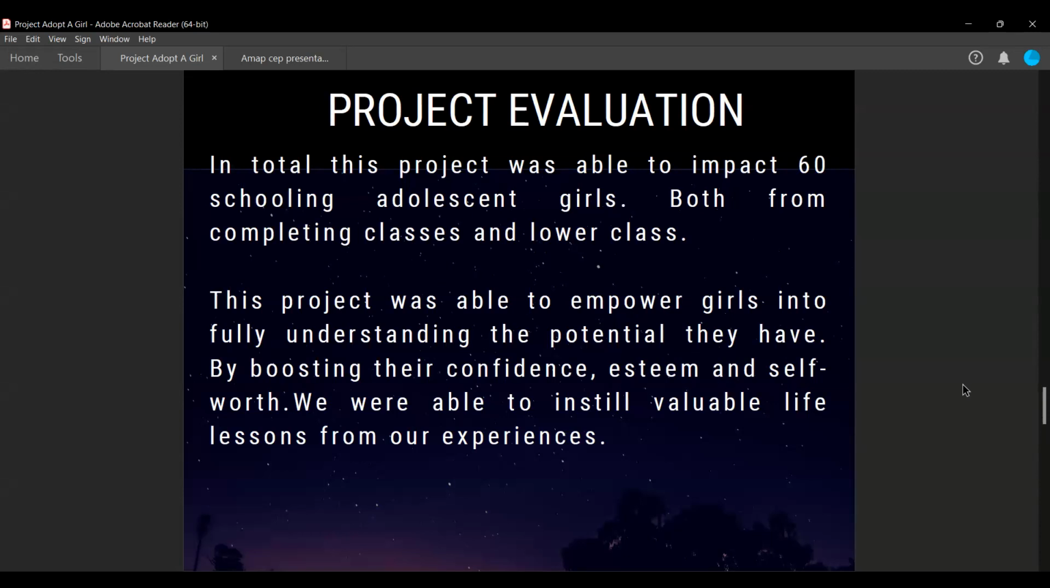So I can say that this project was able to empower girls into fully understanding the potential they have by boosting their confidence, esteem, self-worth, and letting them know that they too can be change makers, they too have it in them. It's not only males who can change the world or lead. They too have it in them to do something for their community.